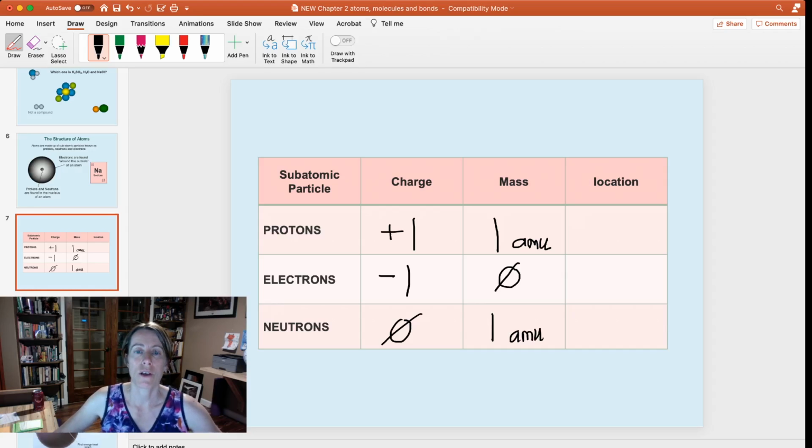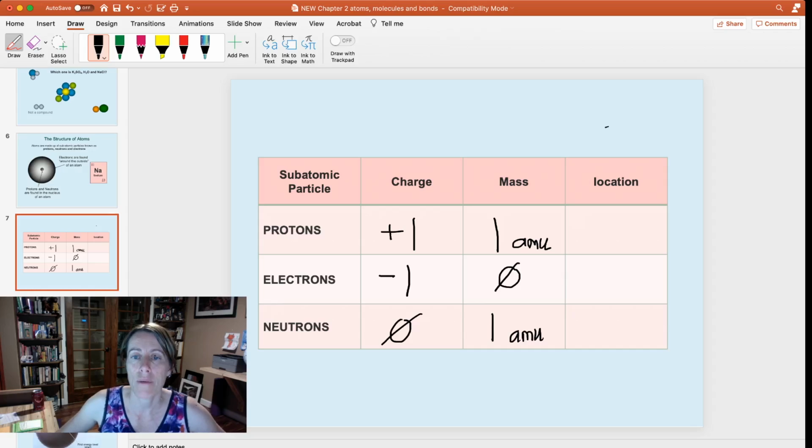All right, so now we're building this up. Protons have a charge, positive. Electrons have a charge, negative. Neutrons, no charge. But when we think about mass or weight, protons have weight, neutrons have weight, electrons do not carry any weight. And then at the very end, on my chart here, we have the location. So let's see if we can fill that in. I seem to have lost my pen.